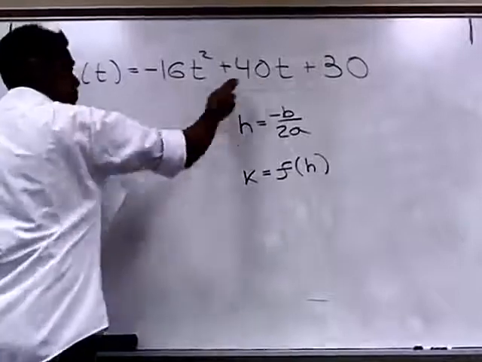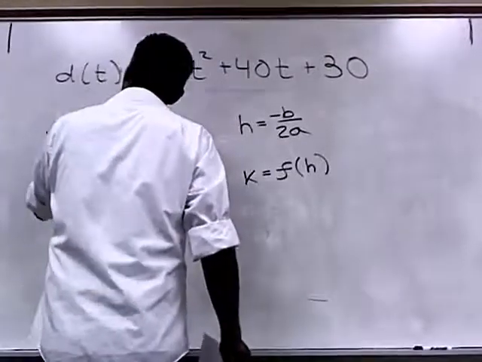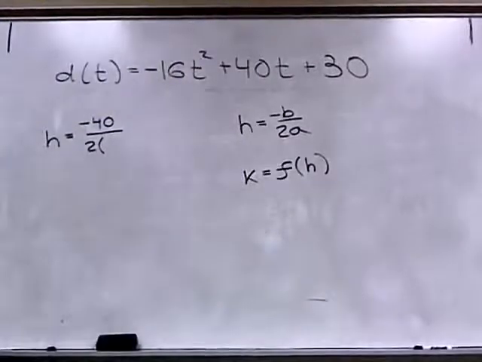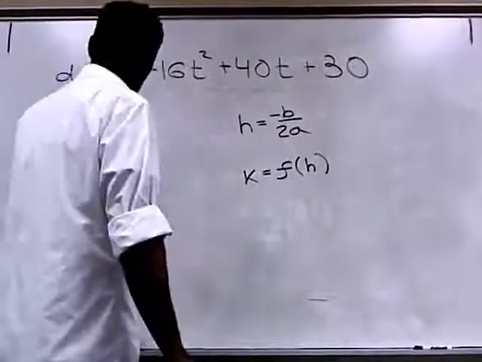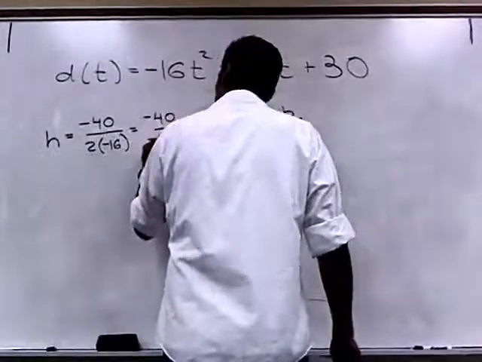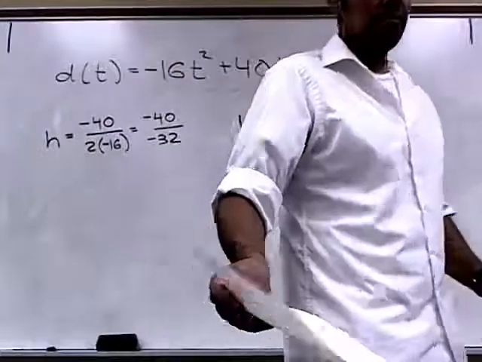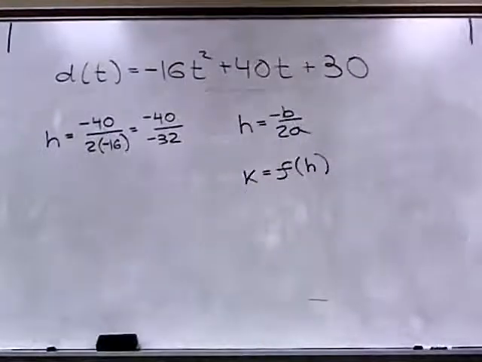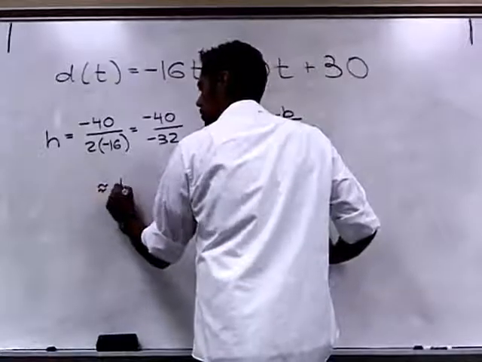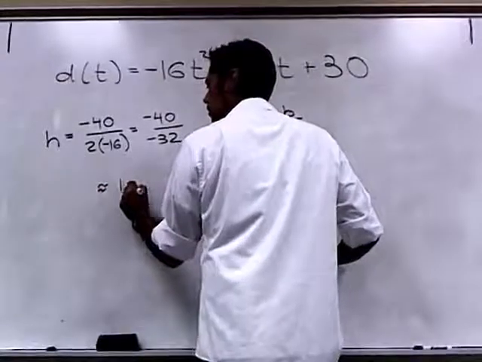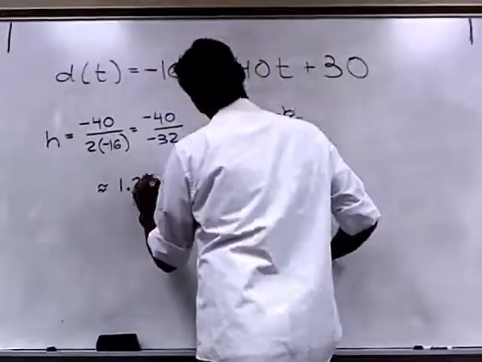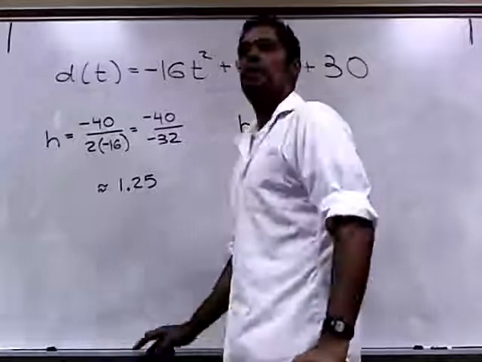Negative b, so b is 40, so h for us is negative 40 over 2 times what's a? Negative 16. This is going to be a decimal. This is negative 40 over negative 32. On your calculator, what do you get? Approximately 1.25.